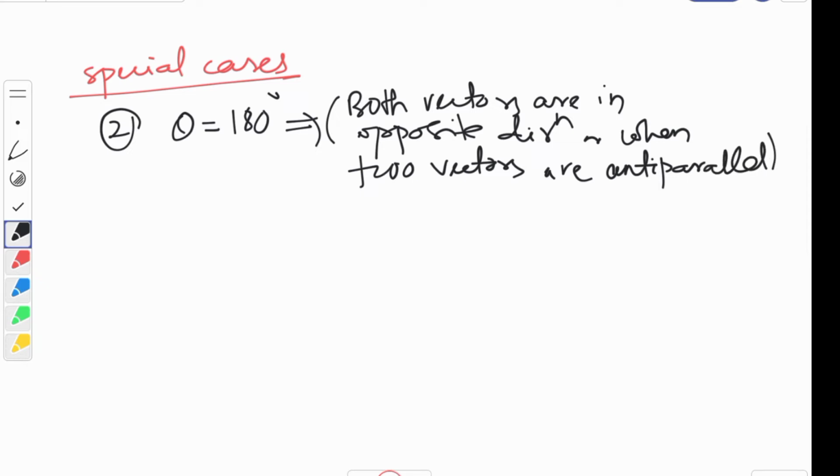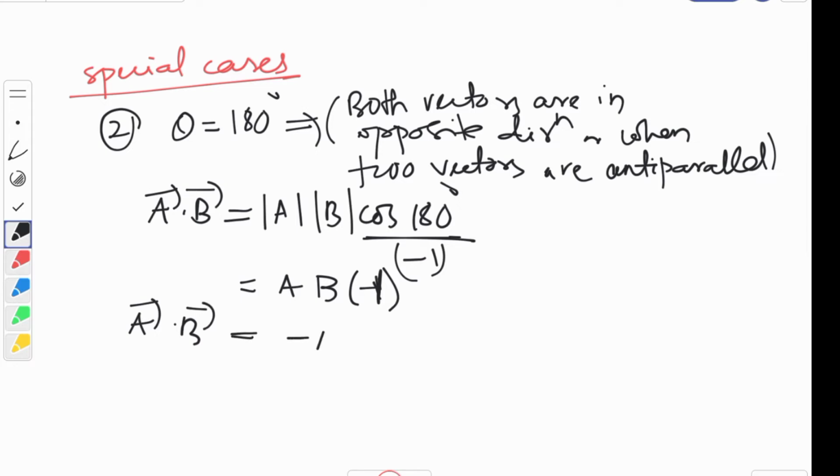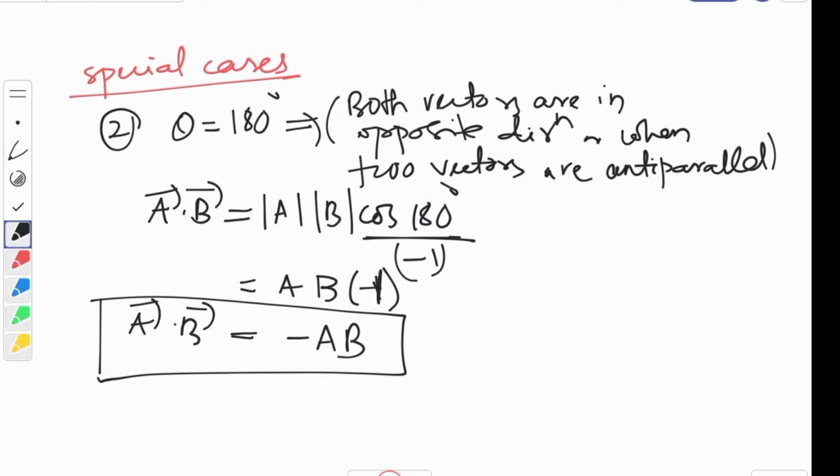Then what will happen? A dot B, what is the formula? A, B, then cos 180. What is the value of cos 180, children? Cos 180 means minus 1. That means we will write A, B times minus 1. So A dot B will now be minus AB. Clear, children? Easy. Now we will discuss the next case.